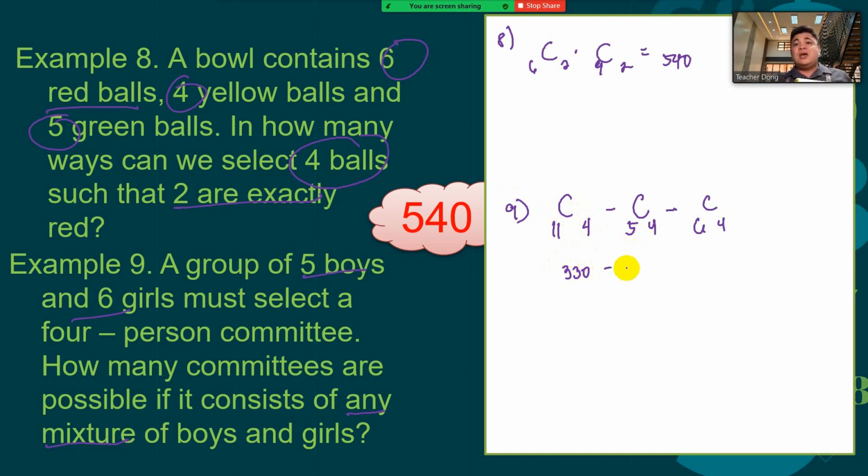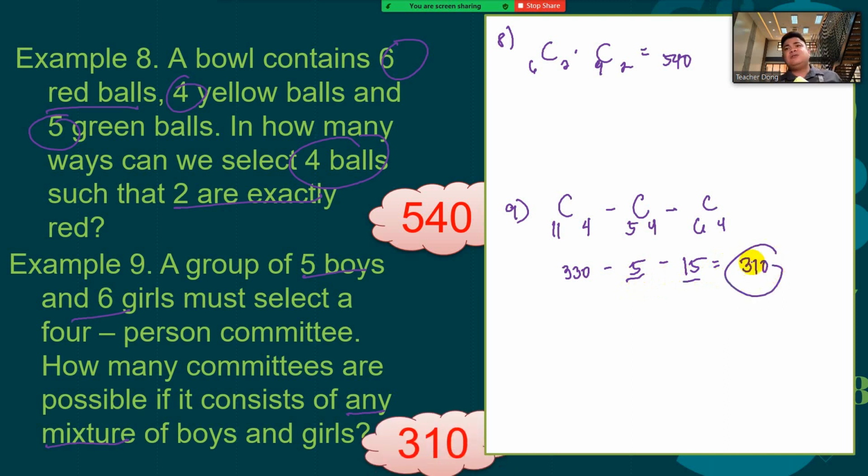Minus combination of 5 taken 4 is 5. And then minus combination of 6 taken 4, it's 15. Okay, so 330 minus 5 minus 15, we are going to eliminate all boys and all girls. We have 310 combinations. That's it. As simple as that, we have to analyze each problem that involves combinations. And of course, in your examination, just remember that for permutation, we are arranging according to the order or position. But in combination, we don't care about the order and position for as long as we are able to arrange things or elements.